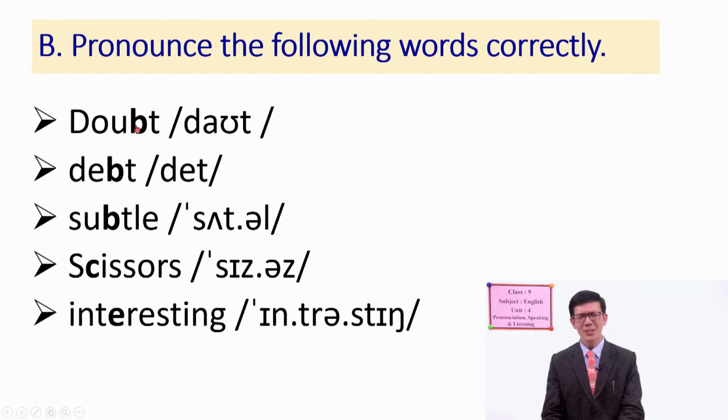Please, just try to pronounce, okay? Another word. Debt. Okay, yes. And look at the third word. Subtle. All right. Scissors. Please try together, okay? Interesting.